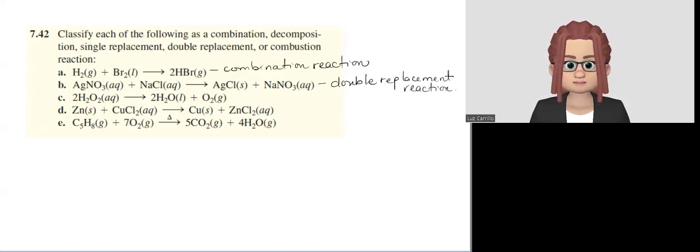Now take a moment and practice by doing C, D, and E.